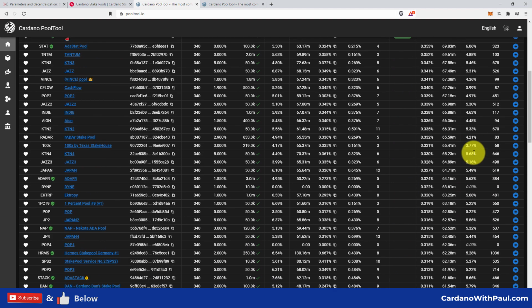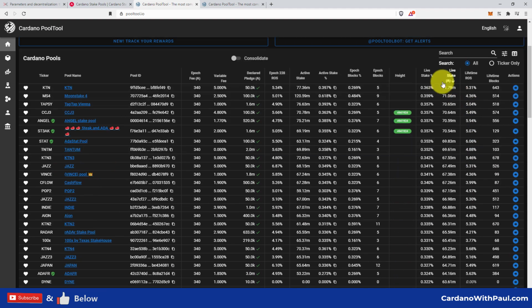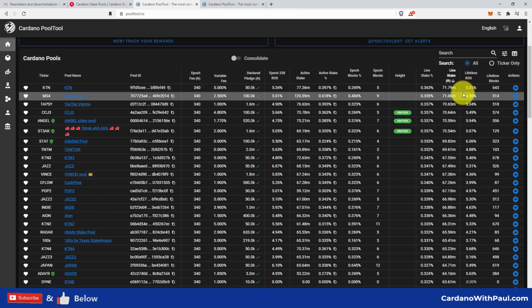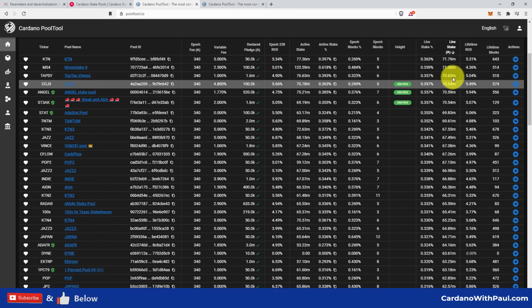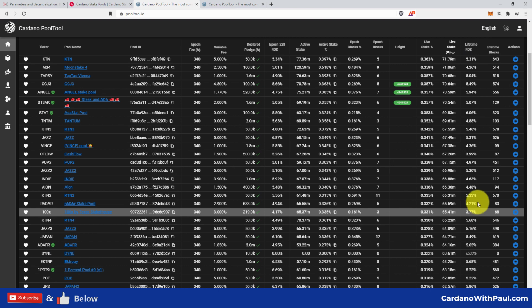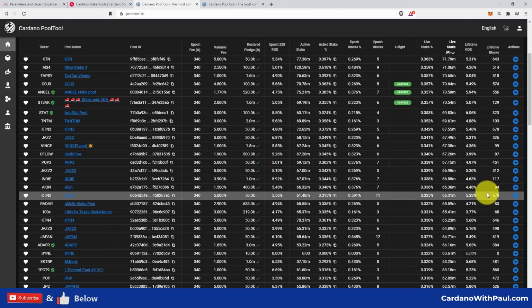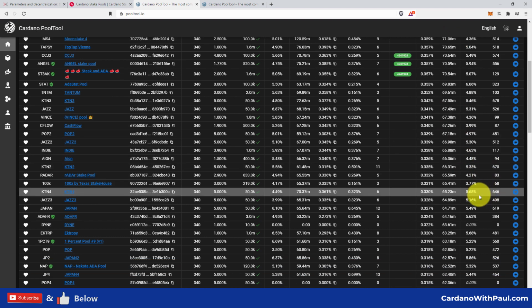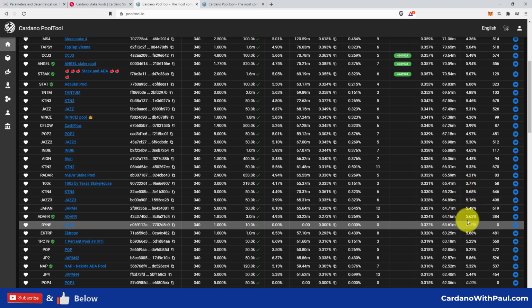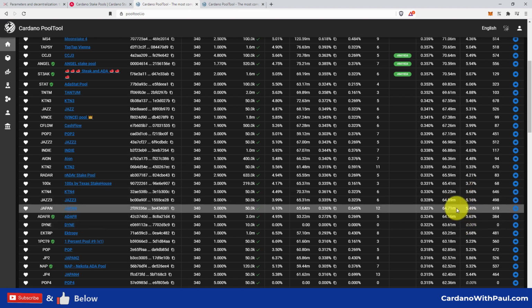If I scroll back up to the top now, this is page 2, so this is 101 to 200 pools. I scroll down and I see there is still a good 20 pools there that are all saturated. So at least the top 120 are going to be saturated, maybe even 130. So when you are looking for a pool to move to, obviously I would love to see people coming into my own pool so we can really get it cranking.